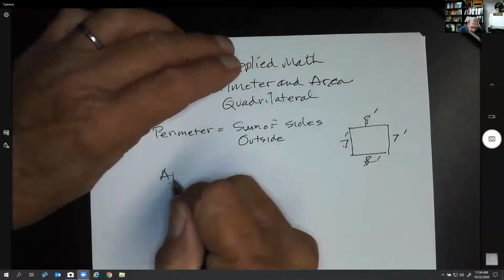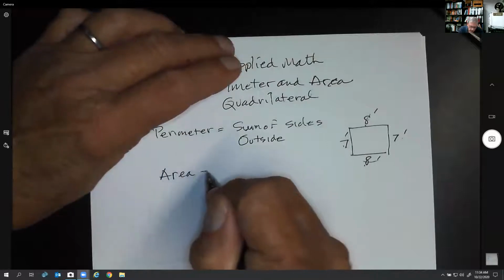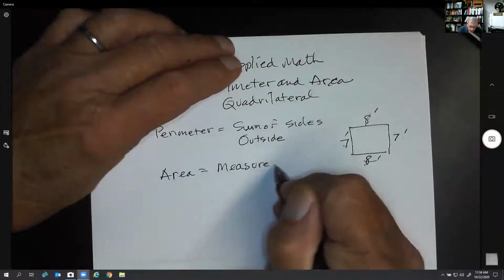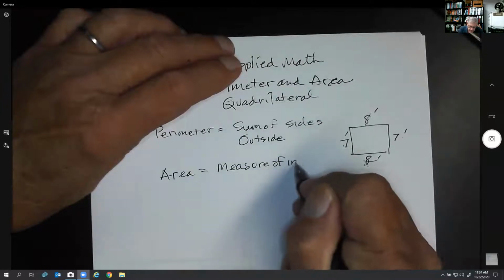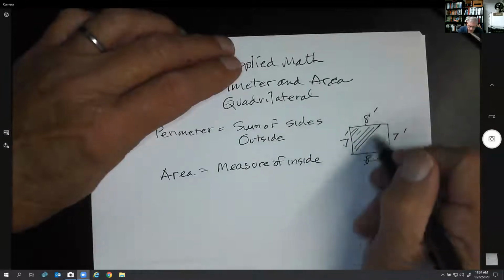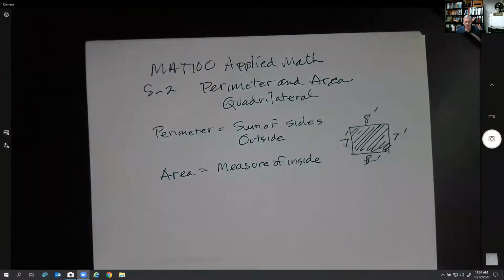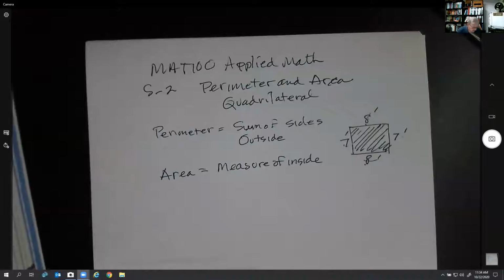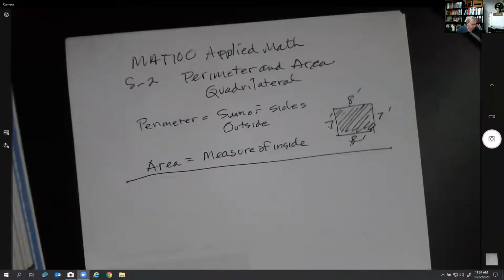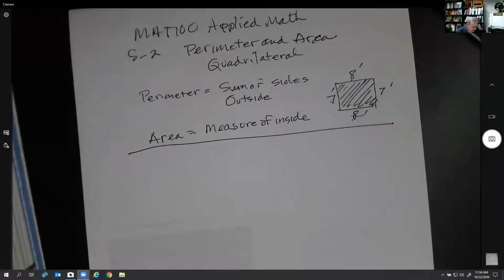And area is the measure of the inside. And each figure has a unique formula. So we're going to go over those formulas for the area, and then we'll do some problems at the end, kind of putting it all together. So let's take a look at the area.